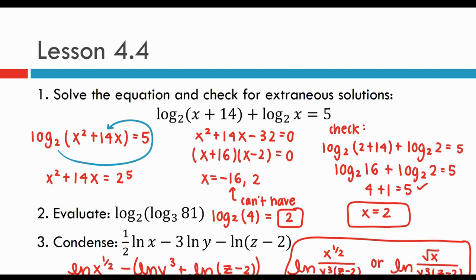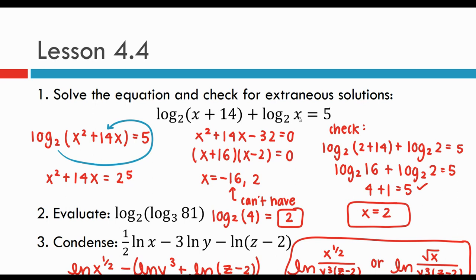Here are the answers. So in problem number 1, when you're asked to solve the equation and to check for extraneous solutions, notice that I have two log base 2 terms on the left side. Because they share the same base, we can condense this down to a single log, which still has a base of 2. Remember, because there's an addition sign in between them, we are going to be able to multiply those two terms. So this x plus 14 is going to get multiplied by x.